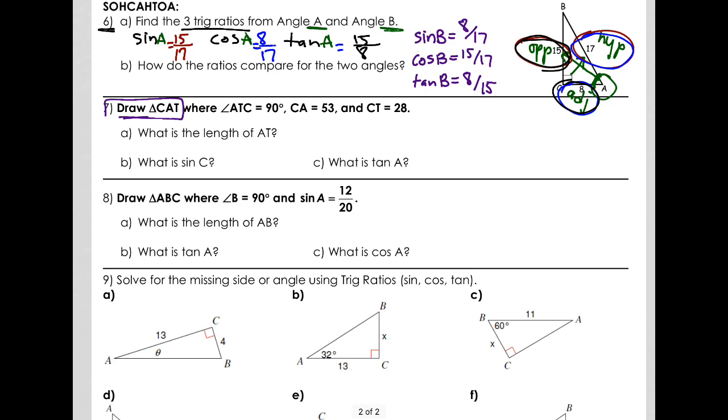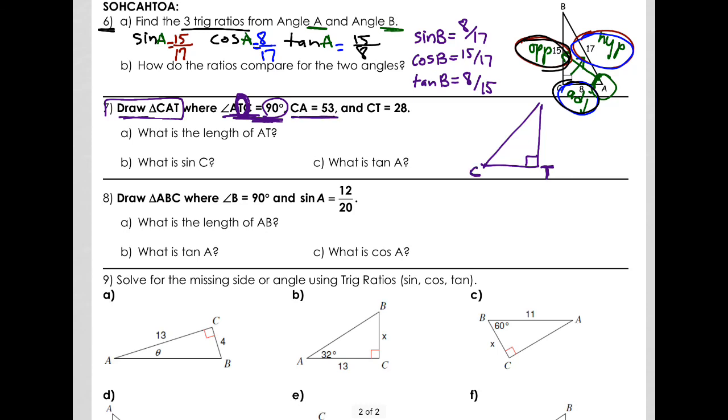Alright. So now, number 7 says draw triangle CAT, where angle ATC is the 90-degree angle. So I know it's a right triangle, and I'm going to draw my triangle. Doesn't matter how you draw your triangle as long as you label it as they tell you to. So the first thing is make sure you notice ATC is the 90-degree angle. So that's telling you right there, remember your vertex is always in the middle, that T has to be on the 90-degree angle mark. And then it says CA is 53.